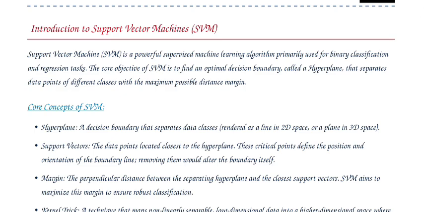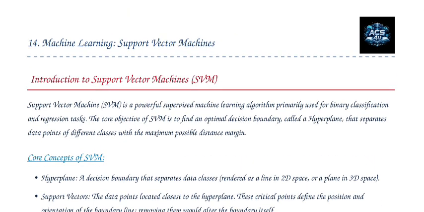Machine learning: support vector machines. A support vector machine (SVM) is a powerful supervised machine learning algorithm primarily used for binary classification and regression tasks. The core objective of the SVM is to find an optimal decision boundary called a hyperplane that separates the data points of different classes with the maximum possible distance margin.